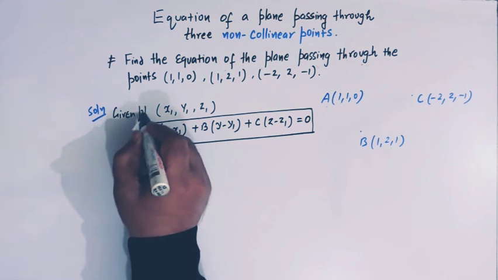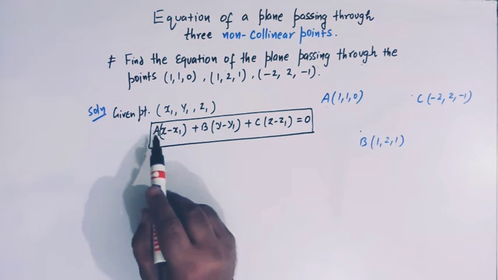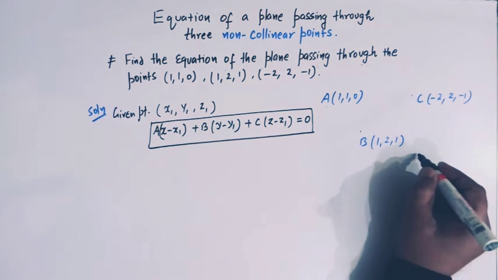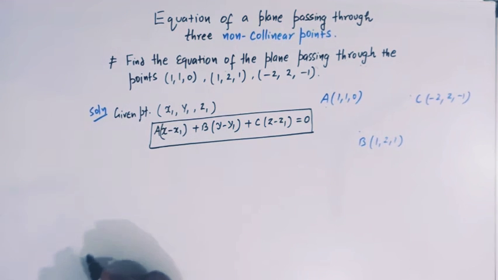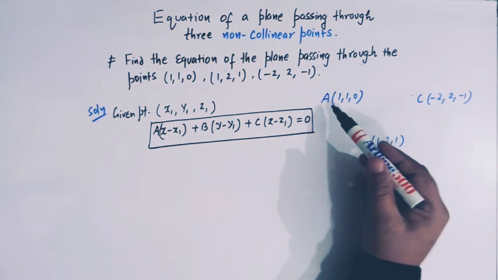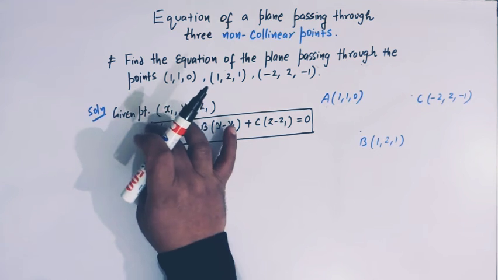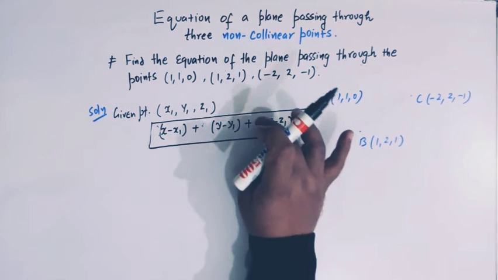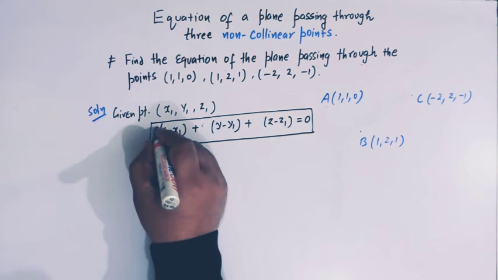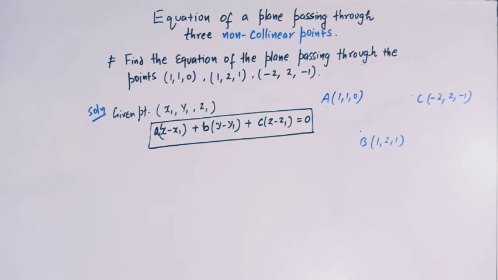A given point (x1, y1, z1), and the direction ratios of the normal to the plane are given by a, b, and c. Since we have used the capital letters A, B, C for the points, here we can use the small letters a, b, and c. Clear? Okay.